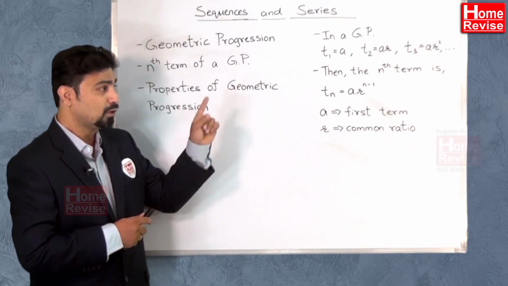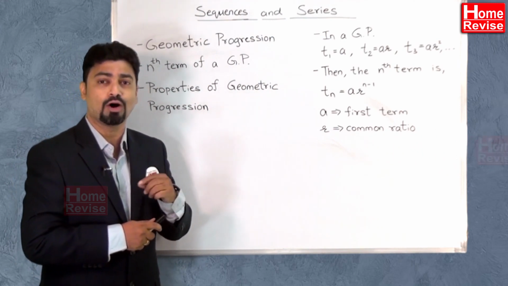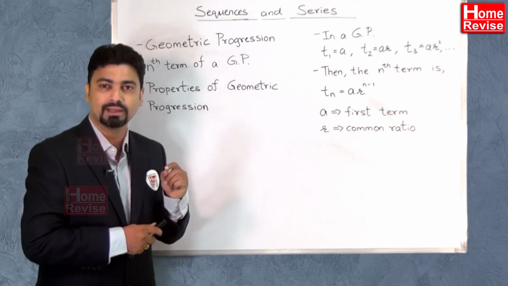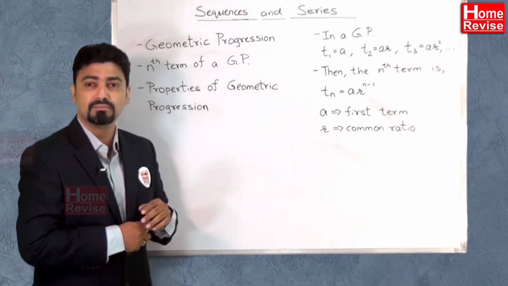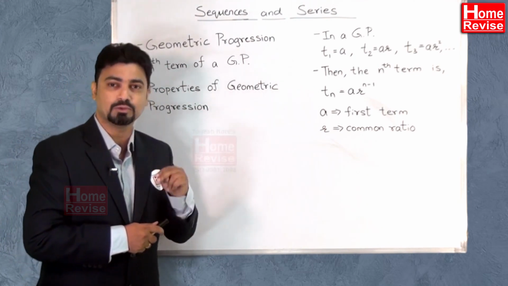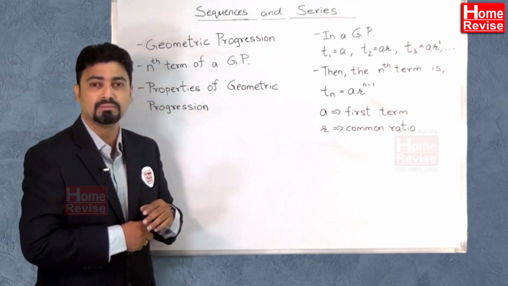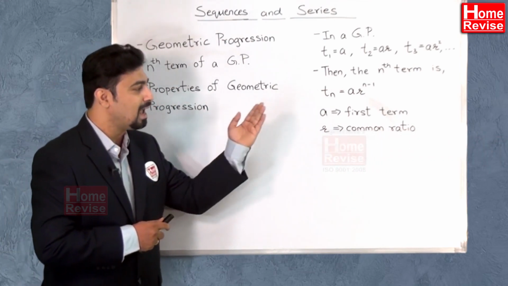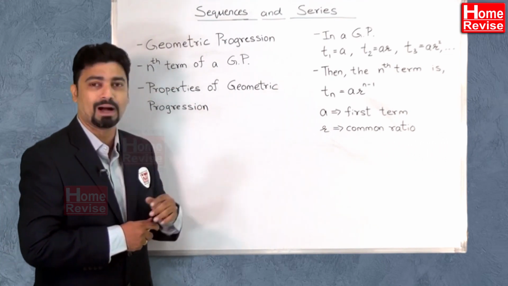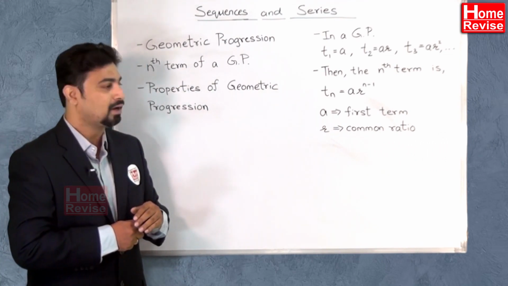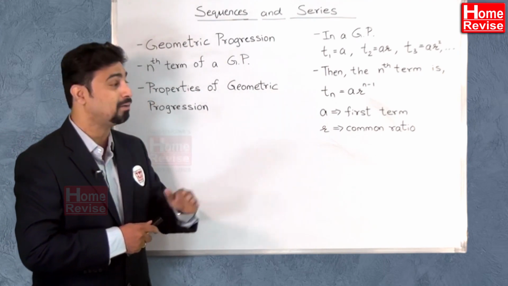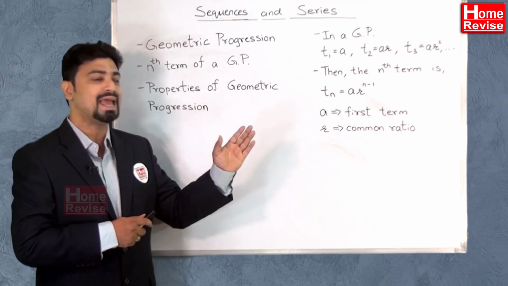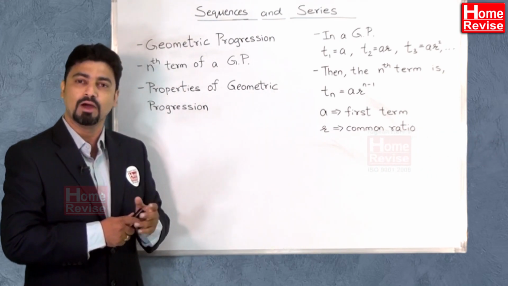Again, if I repeat, for the first term, I said R has the power 0, or I can say that for the first term, R has the power 1 minus 1, that is 0. For the second term, R has power 2 minus 1. For the third term, R has the power 3 minus 1. Similarly, for the nth term, I can write that R will have the power n minus 1. Correct? That's why I got my nth term denoted by Tn as A R raised to n minus 1, where obviously A stands for the first term and R stands for the common ratio.